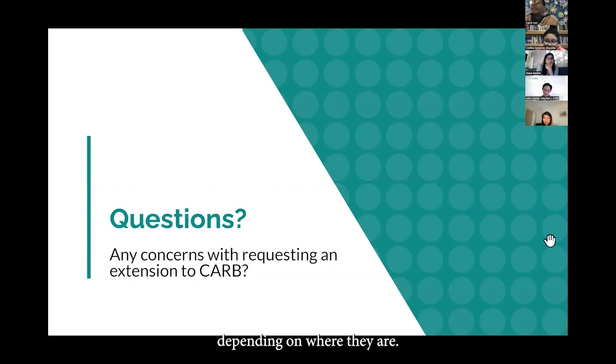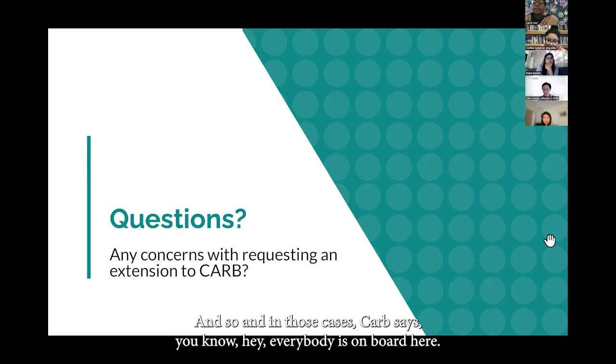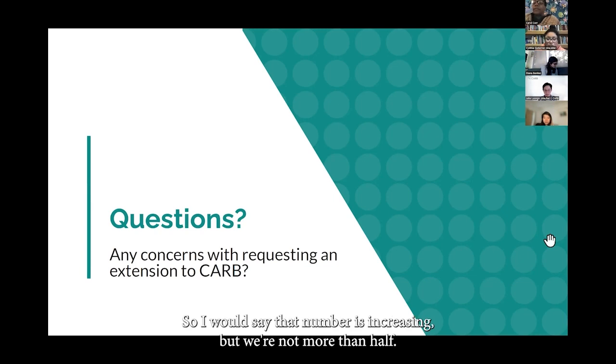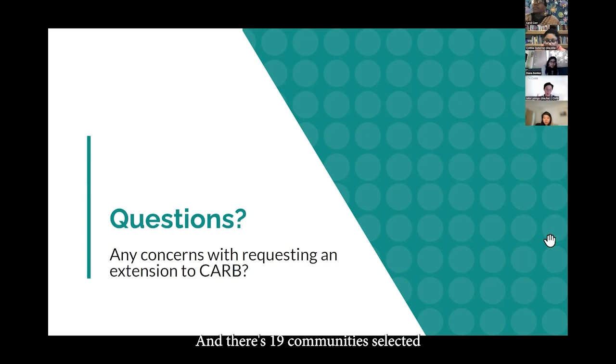on where they are. And so far as what we've seen, it's always been supported by everyone involved. And so in those cases, CARB says, hey, everybody is on board here. So I would say, yeah, that number is increasing, but we're not more than half. And there's 19 communities selected right now, though a bunch of those are still in development.